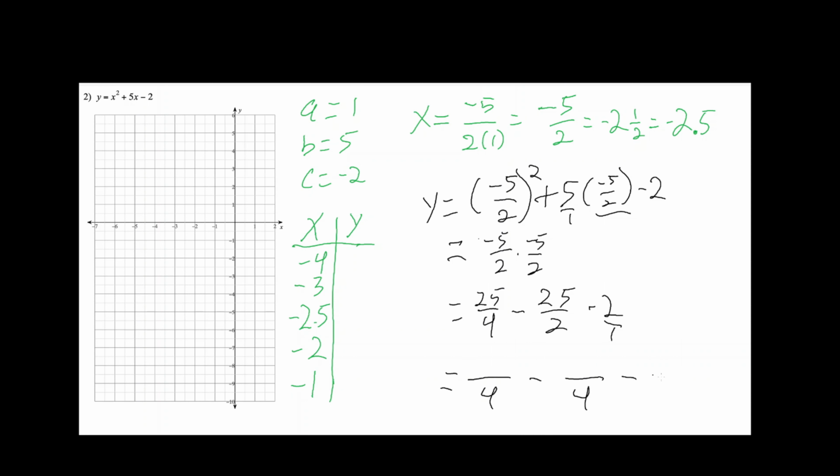Now here, I'm going to multiply the top and bottom of 2/1 by 4 to get 8/4. For 25, I'm going to multiply the top and bottom by 2 to get 50/4, and then 25/4 just stays the same. So here, we have 25 minus 50, -25, minus 8 is -33/4. That simplifies to -8 and 1/4.